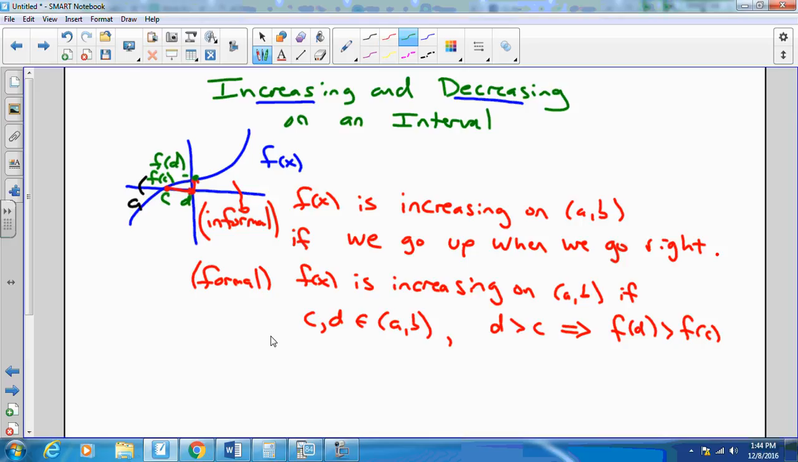In other words, this inequality is literally saying in math, when I go right, then I also go up. Does everybody see how the language means that?